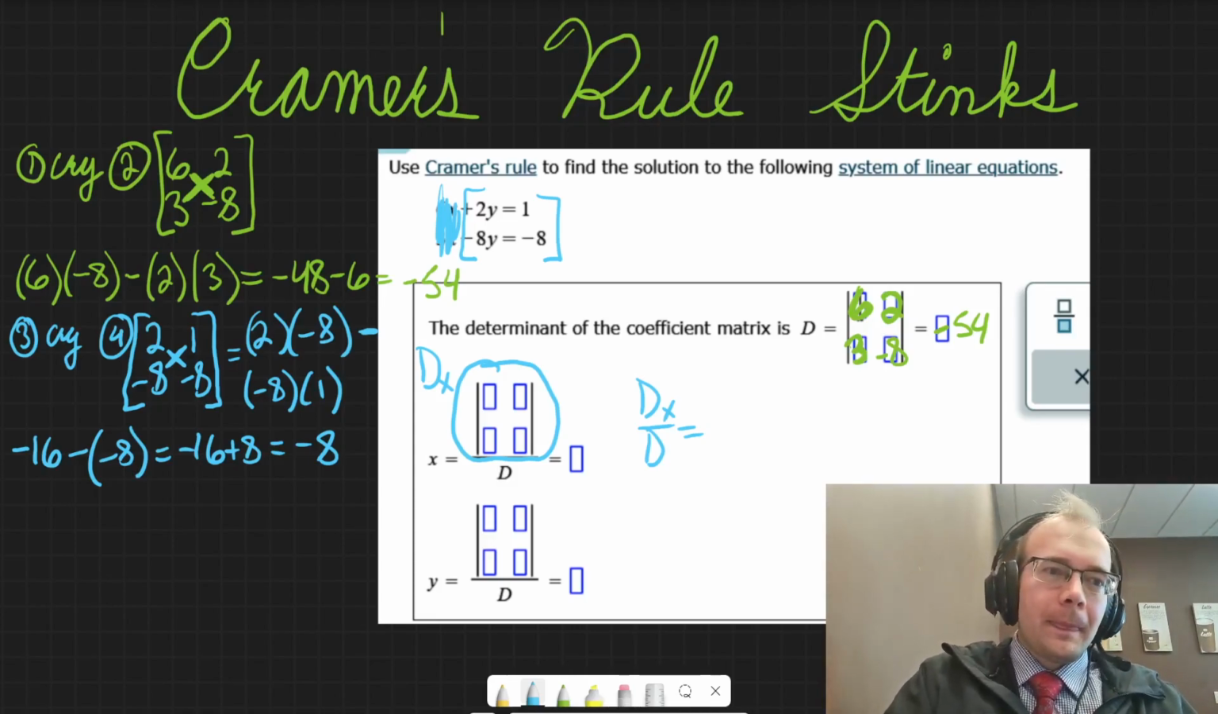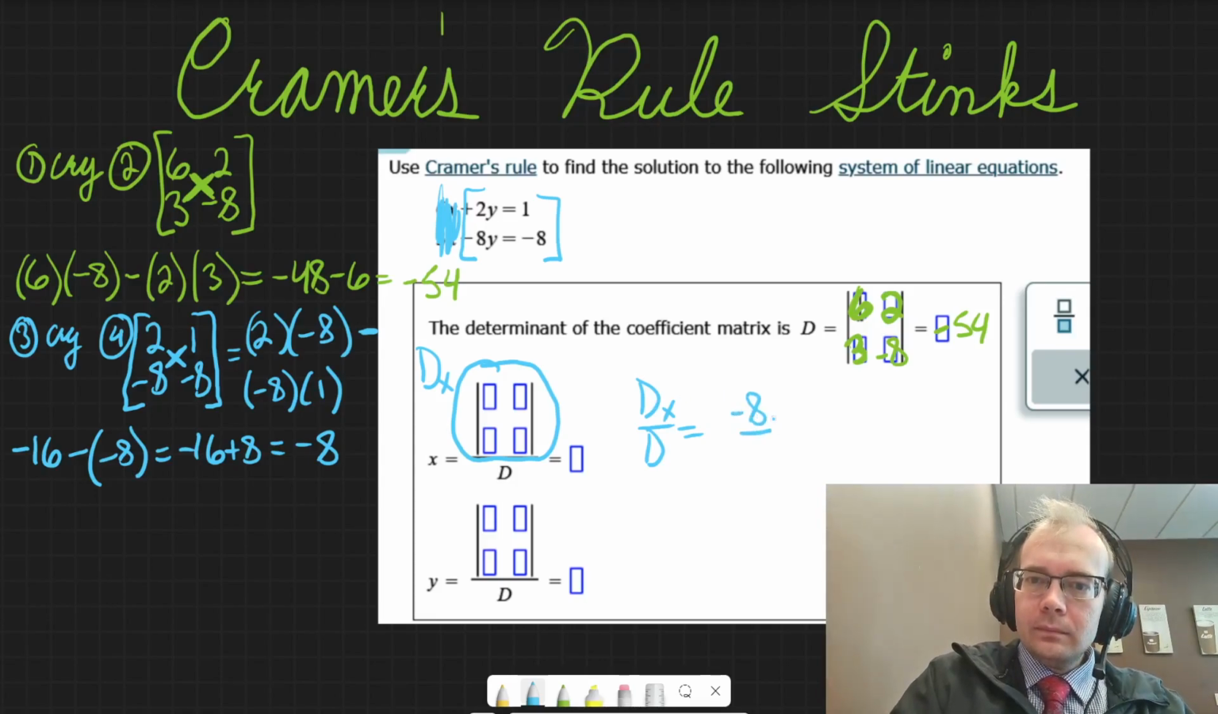All right, so d of x we found out was negative 8. D was in green. I don't know why I put it in blue. I should have put it in green. What am I doing over here? Such a peasant sometimes. All right, so D is green, which is negative 54.